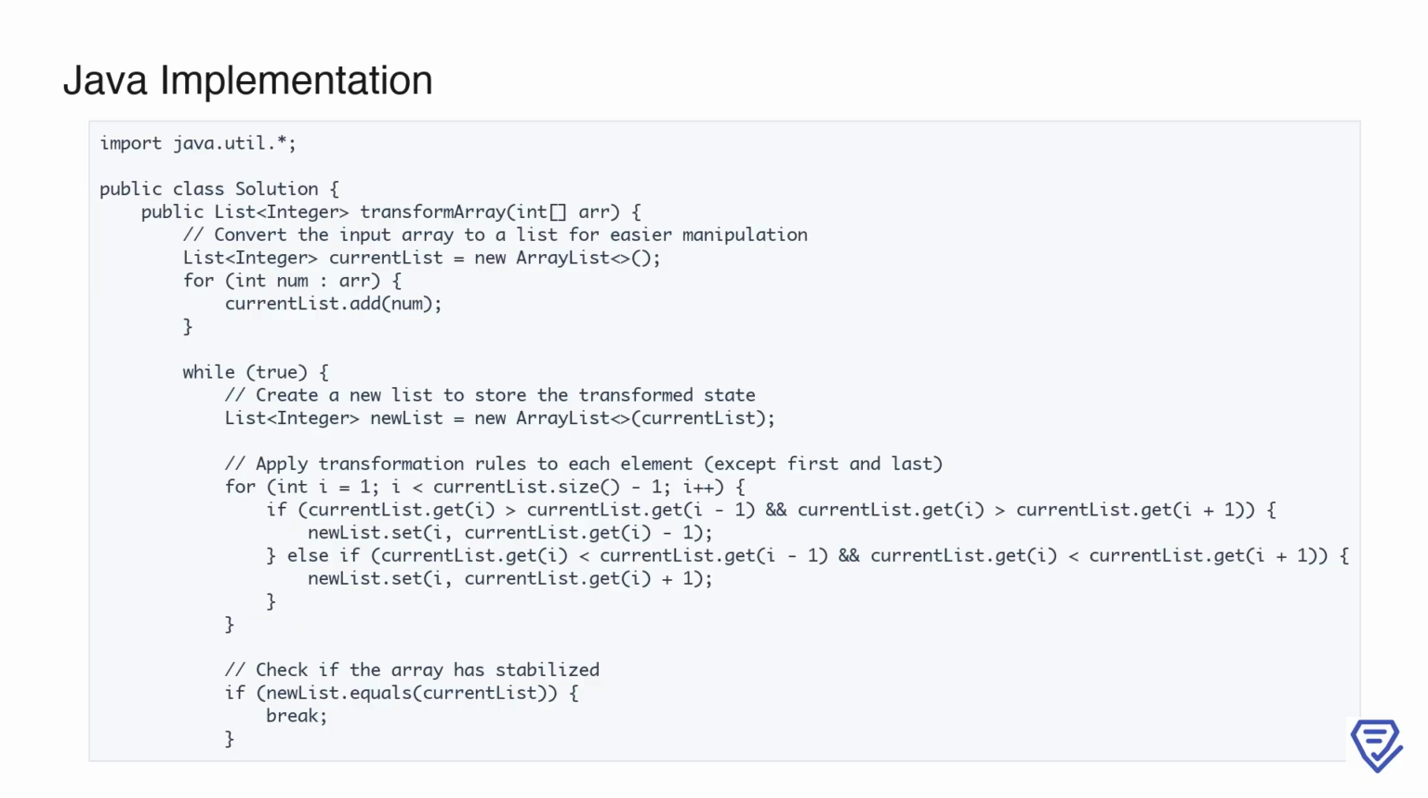Next, we initialize an infinite loop to repeatedly apply the transformation rules until the array stabilizes. Inside the loop, we create a new list, which will store the transformed state of the array for the current iteration. To apply the transformation rules, we iterate through the elements of currentList starting from the second element and stopping before the last. The first and last elements remain unchanged. For each middle element, we check whether it is greater than its neighbors or smaller than its neighbors. If it's greater, we decrease it by 1, if it's smaller, we increase it by 1. This ensures that the transformation rules are applied consistently to all middle elements.